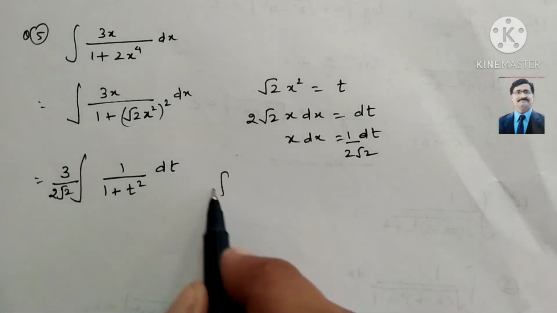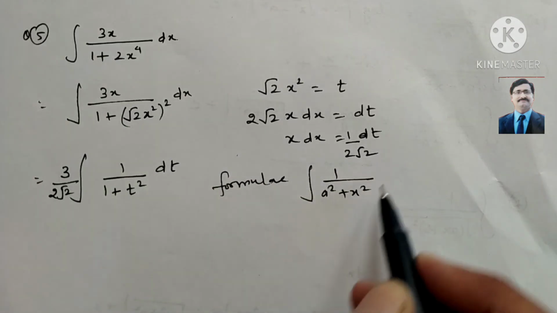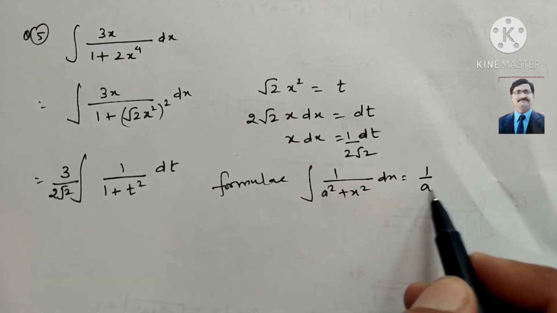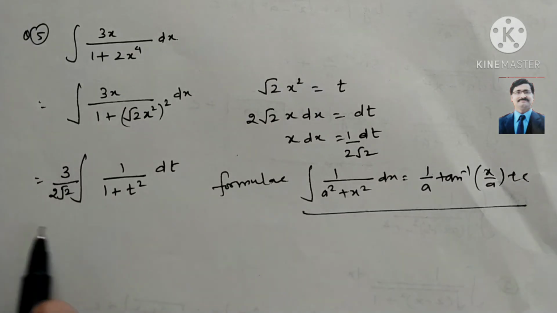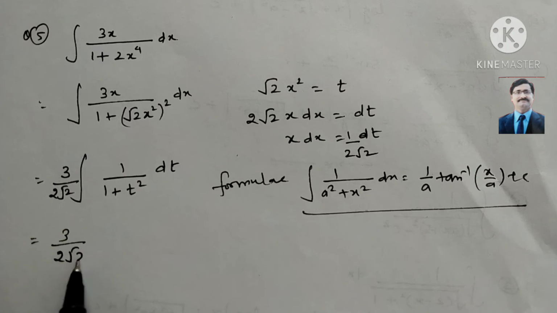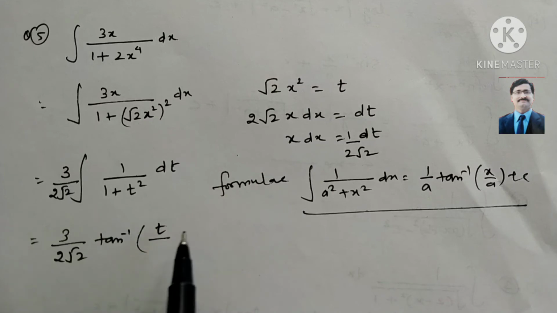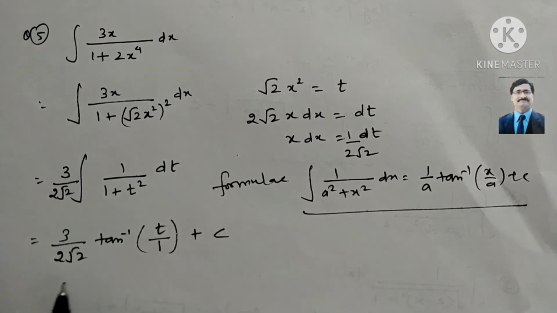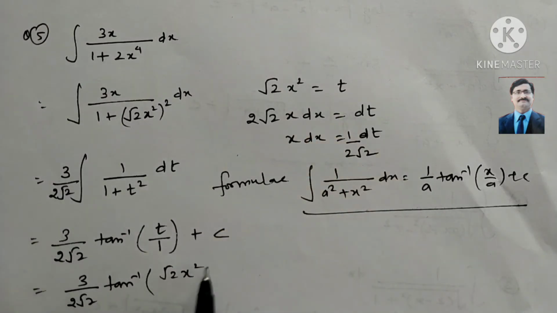And this formula we know: the integral of 1 upon a square plus x square dx equals 1 upon a tan inverse of x by a, plus c. This formula we have to use here, so we get 3 upon 2 root 2 tan inverse of t, where a is 1 so 1 upon a is also 1, plus c. Now we have to put the value of t again, so t is root 2 x square, plus c. This is our answer.